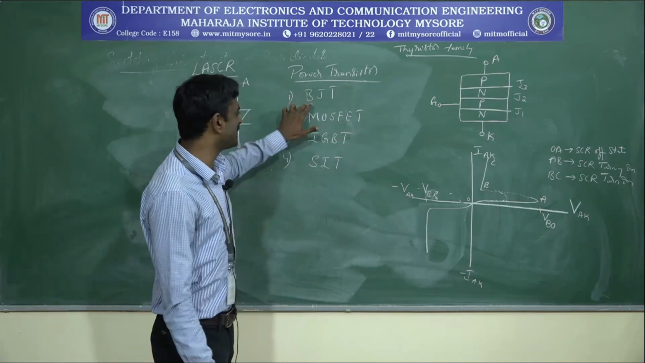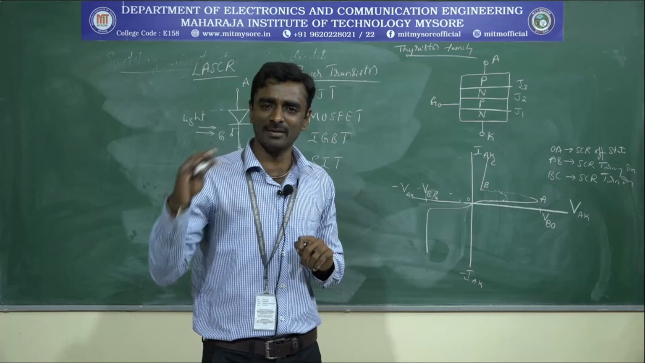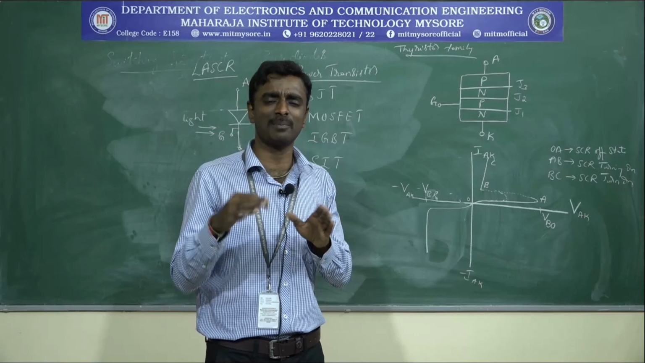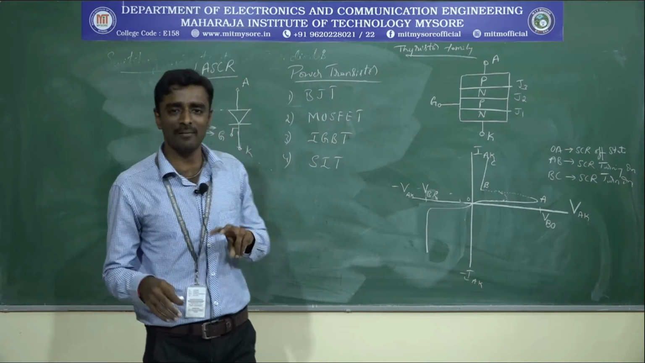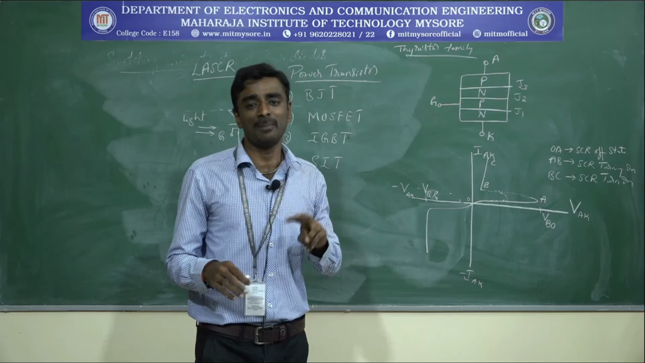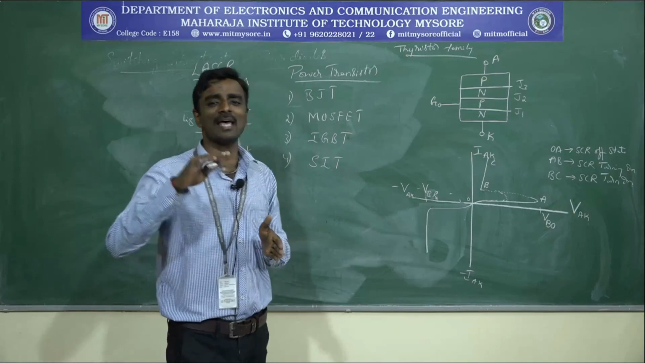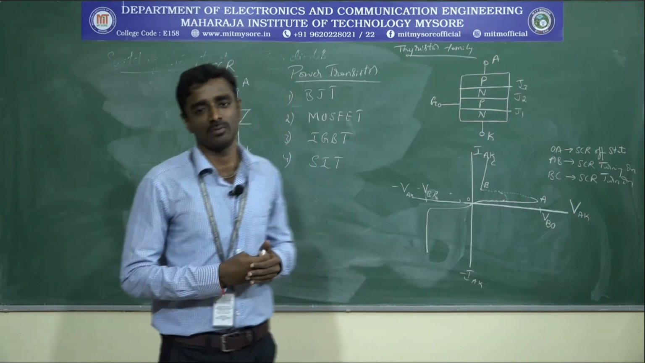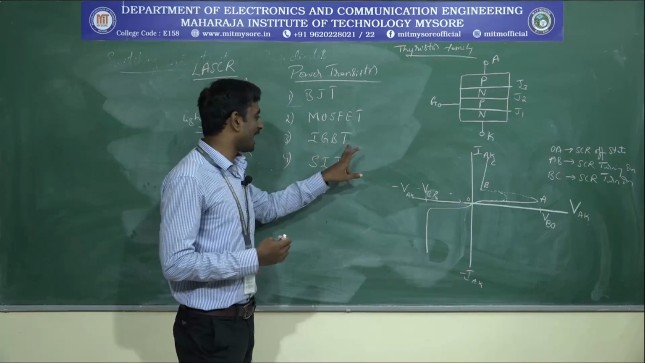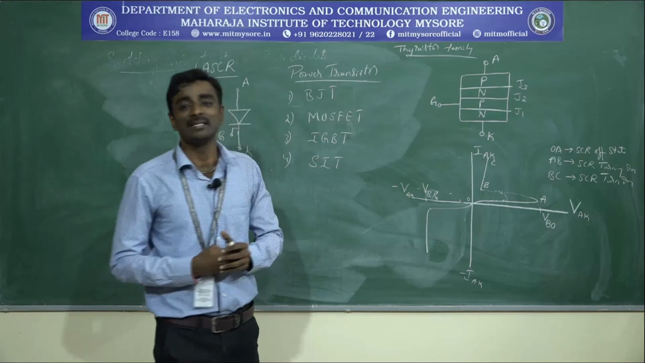If you consider the BJT, we have 2 different types, the N type and the P type. In a MOSFET also, we have an N type MOSFET and a P type MOSFET, which we can also differentiate as enhancement mode and depletion mode. The third is the IGBT, the insulated gate bipolar transistor, and the fourth is the SIT.